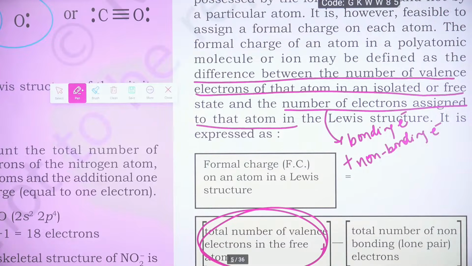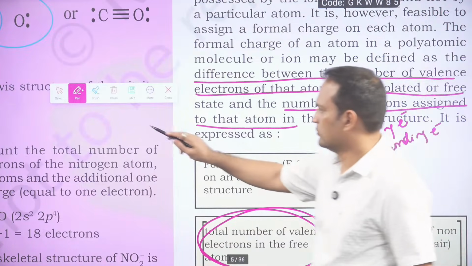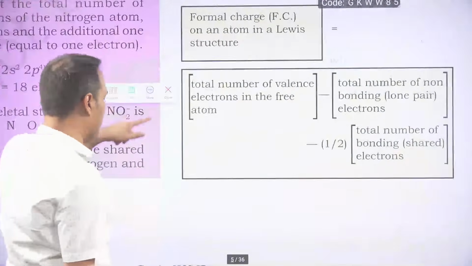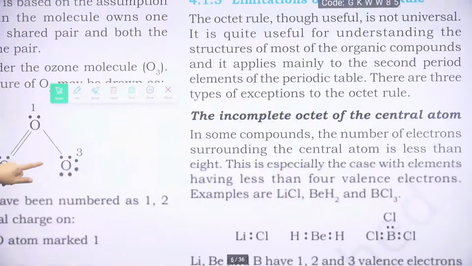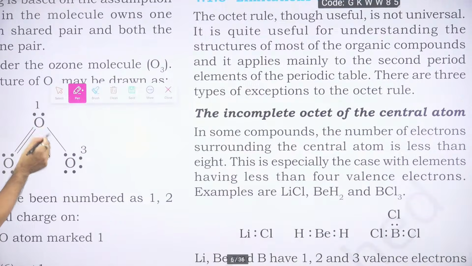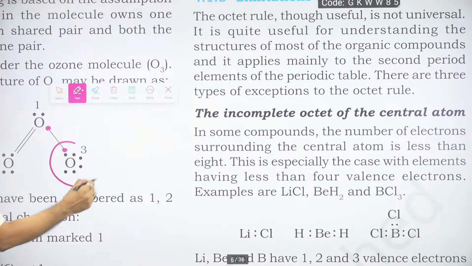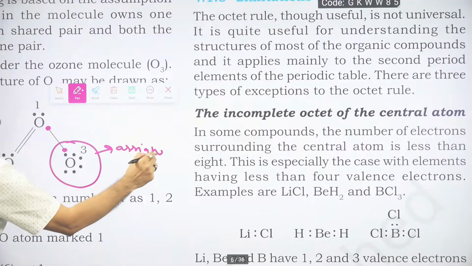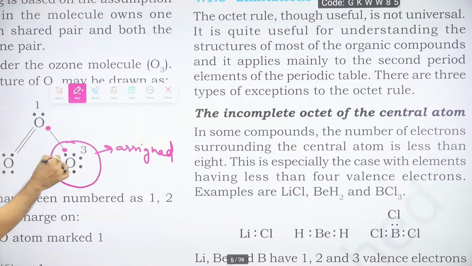Now see, bonding electrons means what? Everyone see here. When you are seeing a bond like this, one electron belongs to this oxygen, one electron belongs to this oxygen. So assigned electrons are these. These are assigned electrons, meaning non-bonding electrons plus half of the bonding. Half of the bonding are assigned to him. Like here we have total 7.